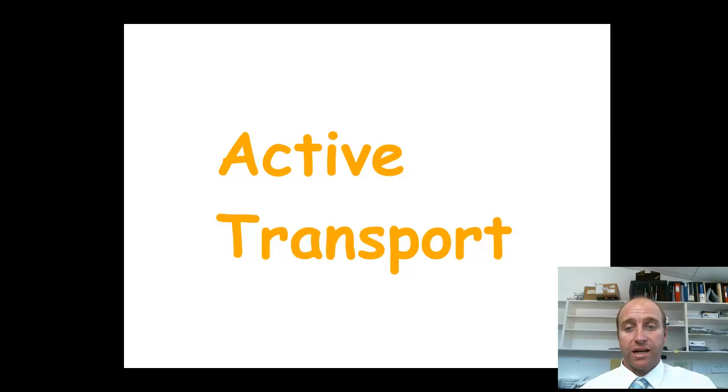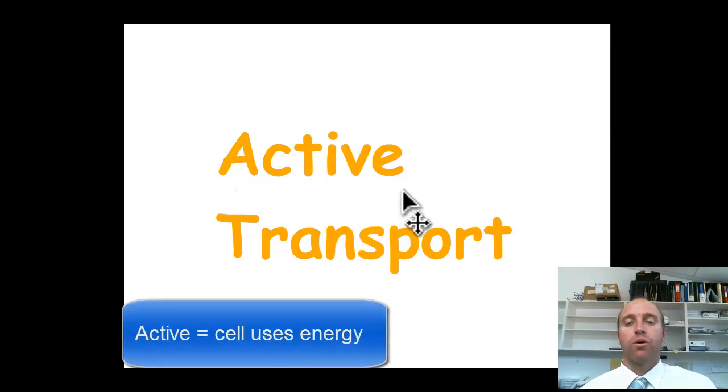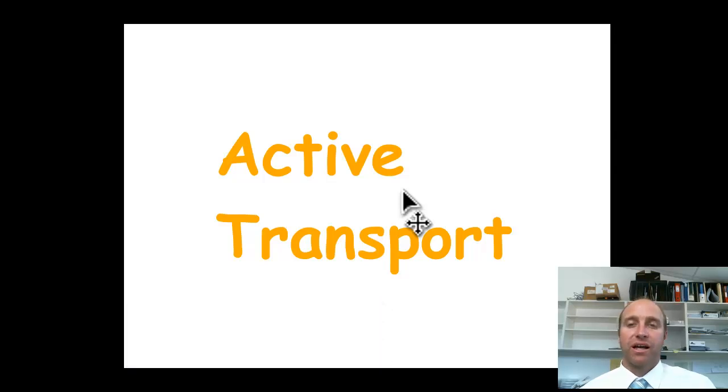Okay, let's have a super quick look at active transport. And this is yet another way that substances can move across membranes. And firstly, let's have a look at this word here, active. And by active, what we're meaning in this case is that it uses energy. The other methods that we've looked at are passive. They don't require energy. Okay, so active transport is transport that requires energy by the cell to make it happen.